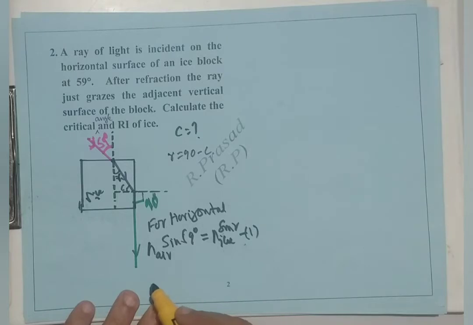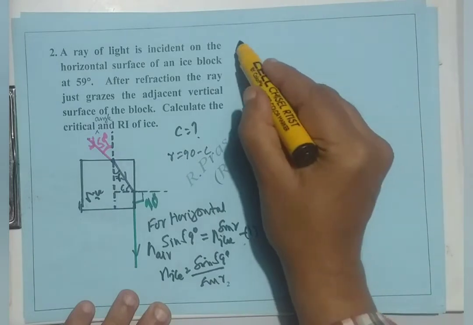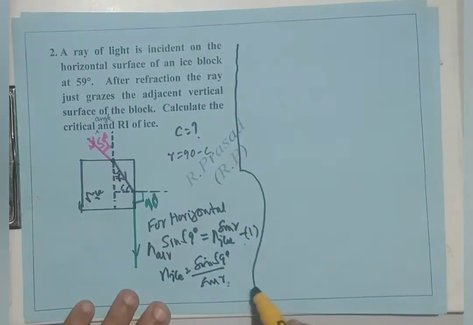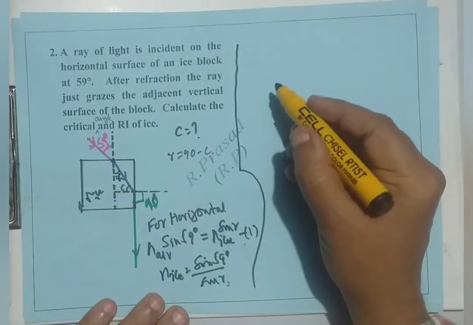Therefore, N ice equals sine 59 degree by sin R. Observe, to find the critical angle, if you obtain R, we can get the critical angle.